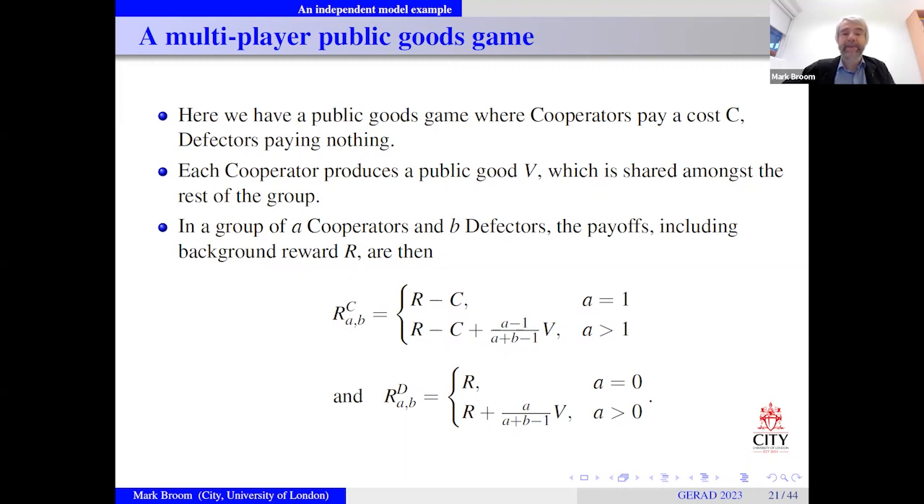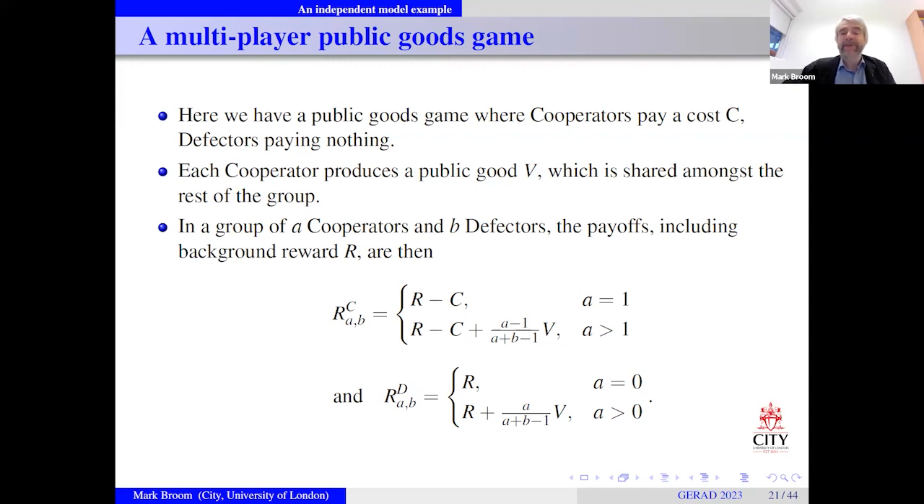So this is what's called the charitable prisoner's dilemma, the underlying multiplayer process. But there are more other ones that are more generous to the cooperators. So we're trying to pick the one that's toughest for cooperation to happen. And each cooperator then produces a public good value V. So it pays a cost C, it produces a V, and then it shares it amongst everyone else, not itself. And so if you've got a certain number of cooperators, little a, and a certain number of defectors, then the payoffs are given as we have below.